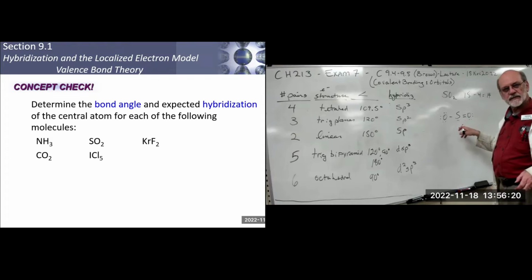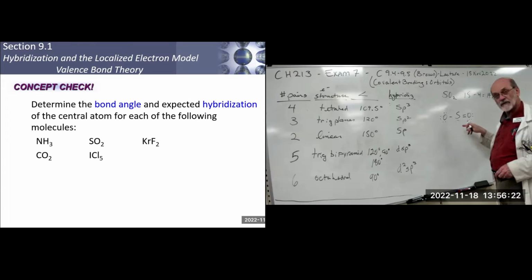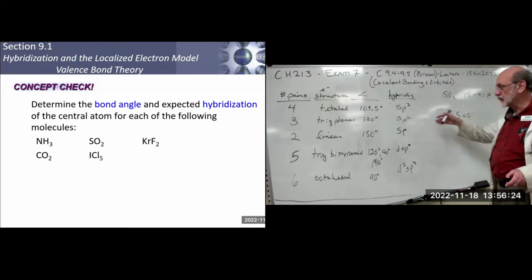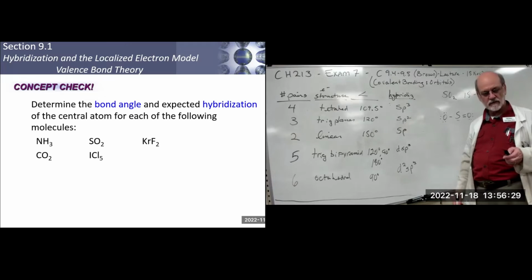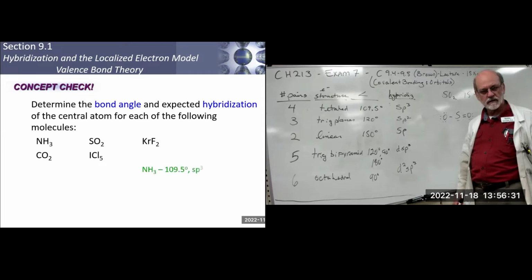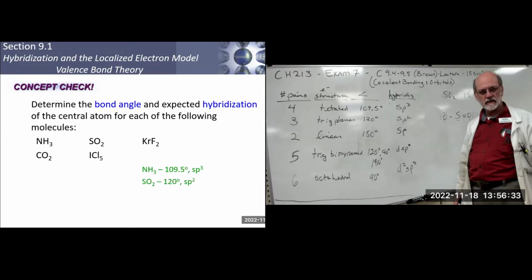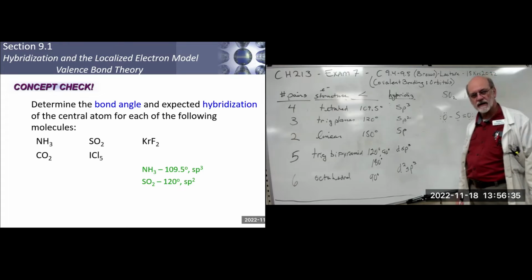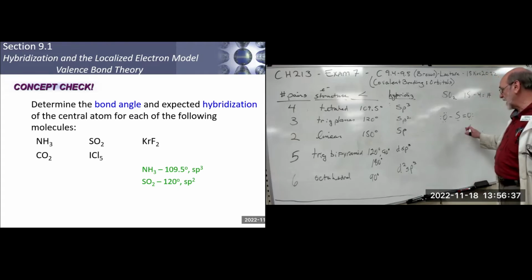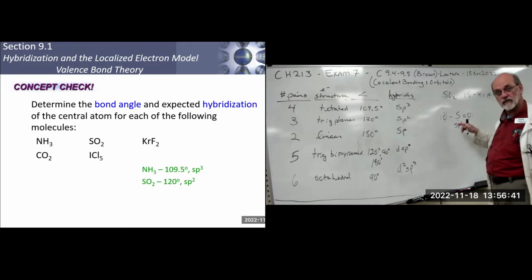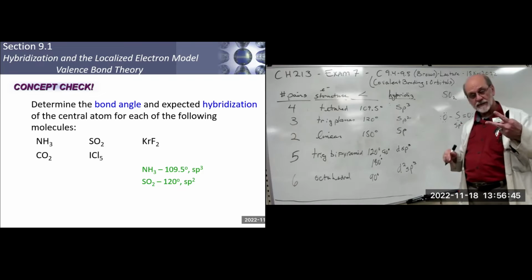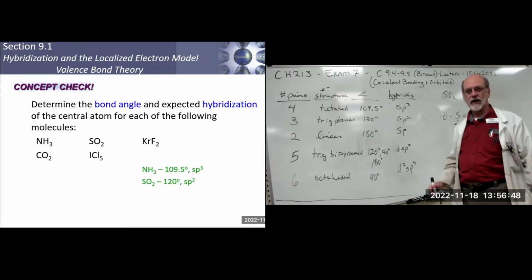What's the symmetry around the sulfur? Right, we have 3 groups. 3 means trigonal planar and 120-degree bond angle. All right, well, there's the ammonia. And there's the sulfur dioxide, 122. And the hybridization has to be sp2 because you need 3 equivalent orbitals, 1, 2, 3, to accommodate 2 sigma bonds and a lone pair.